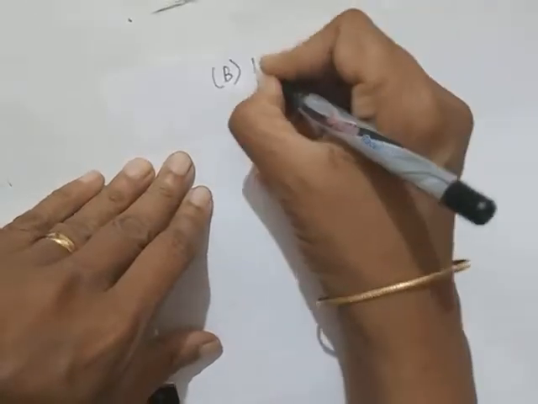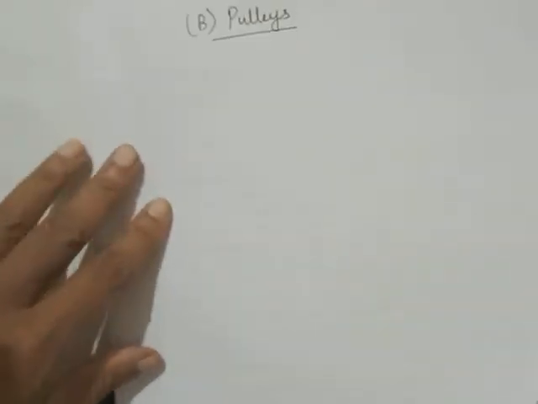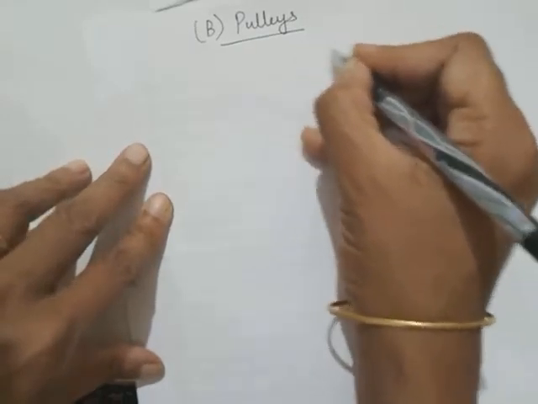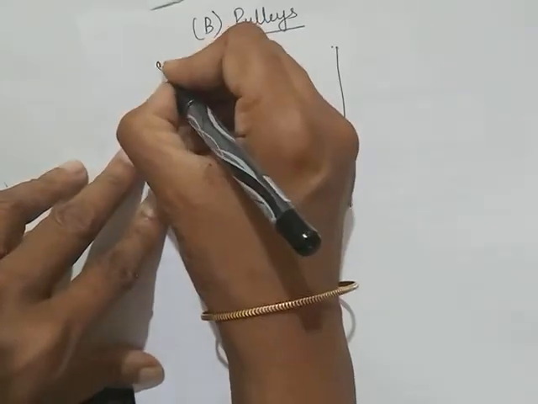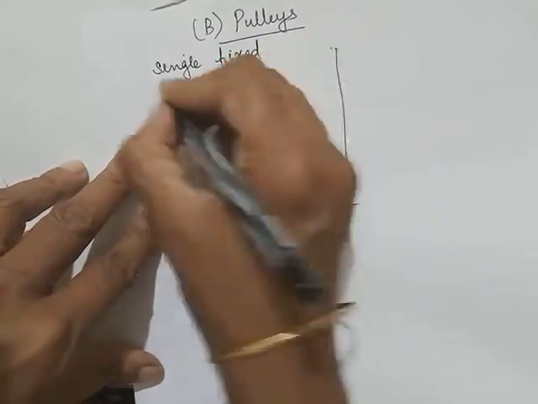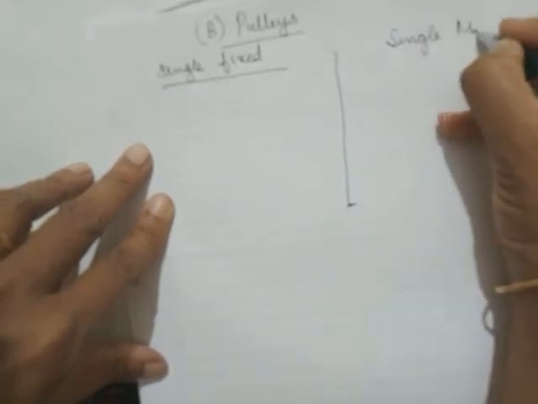Now, coming to the B part, pulleys. Okay. So there are two types of pulleys we are going to see. One is single fixed pulley. The other one is single movable pulley.